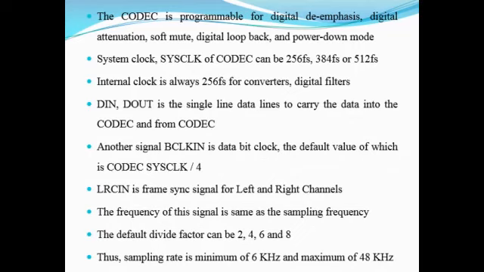And the sampling rate for the entire process is 6 kilohertz as a minimum and 48 kilohertz as a maximum, used in the process of sampling. So this is about the serial synchronous interface process and the codec interface circuit to a DSP in a DSK kit. So these are the two topics.